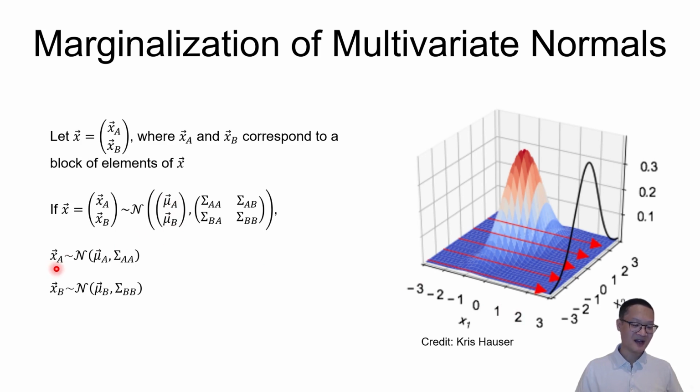So for example, the XA block would have a mean of mu A. That's the first part of the overall mean vector. And then the covariance would simply be the upper left block of the covariance matrix of X. Similar story for XB. Okay, so that's a really nice property of Gaussian random variables.